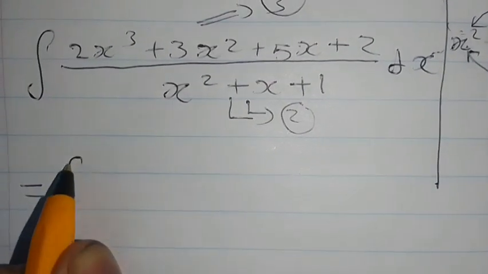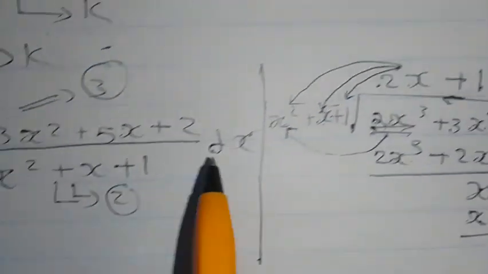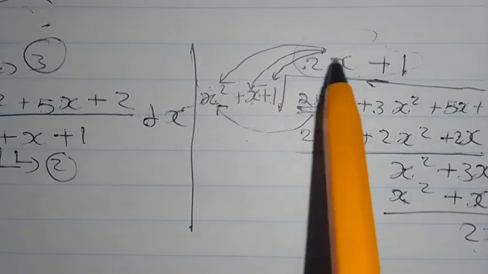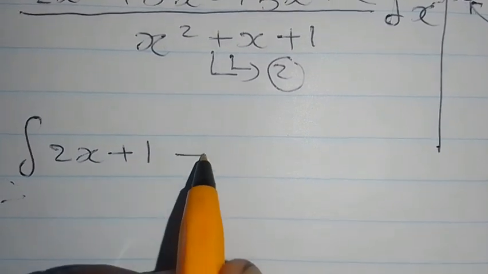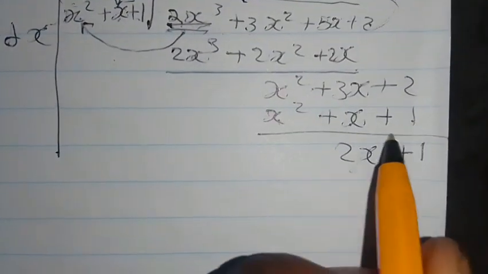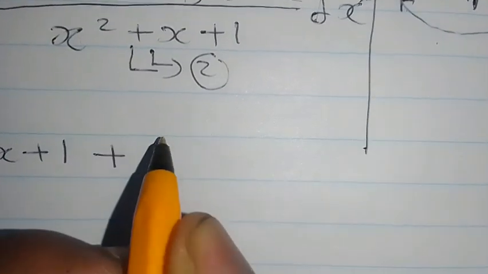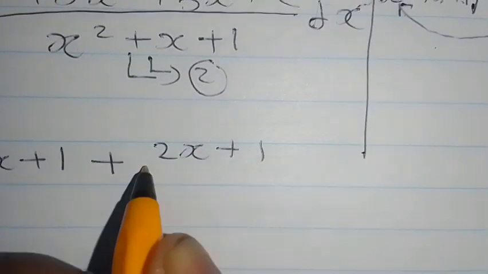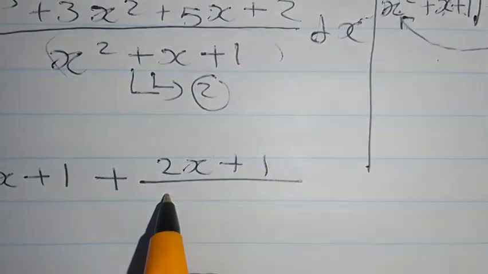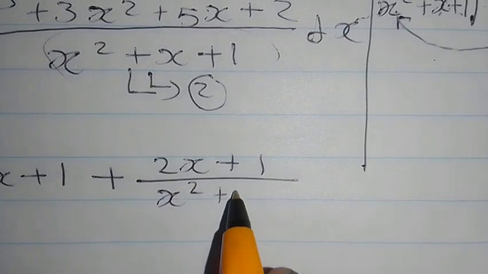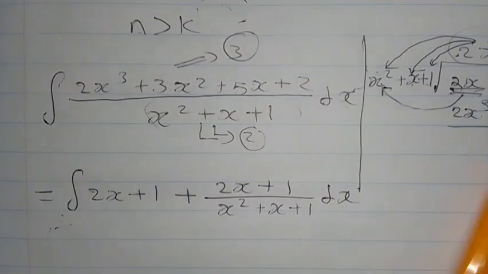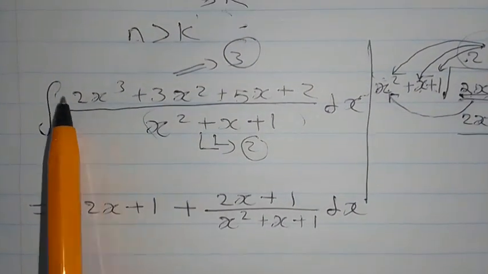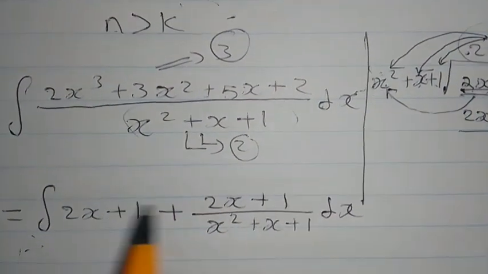So how you rewrite this, you're going to say that this is the same as the integral of, now you copy this term as it is, 2x plus 1. So you're just going to have 2x plus 1 plus, now you take the remainder term here, which is just 2x plus 1, and always the remainder term you divide by what you were dividing by. So it's just going to be x squared plus x plus 1 dx. Now notice how I reduced the degree of the numerator, and then I just split that.